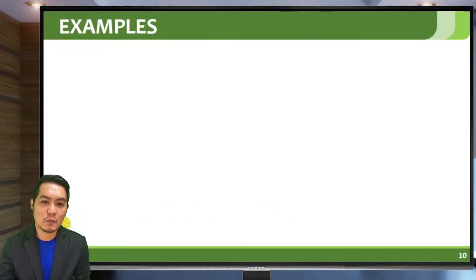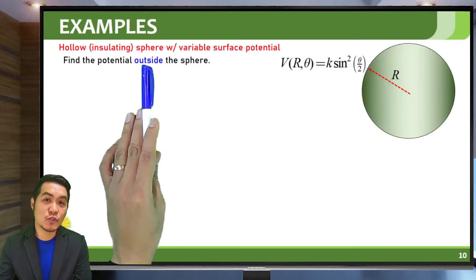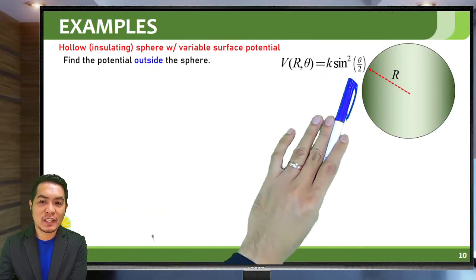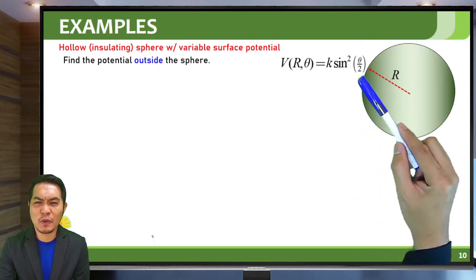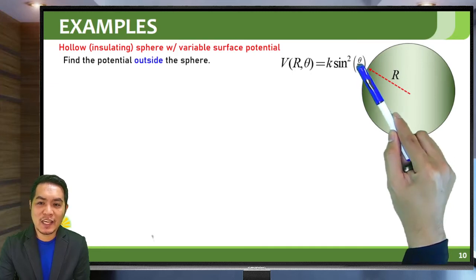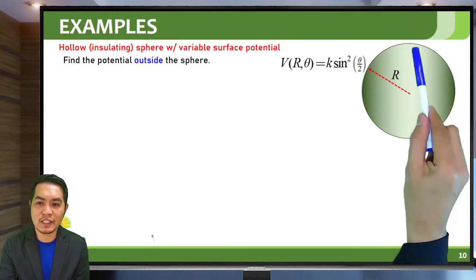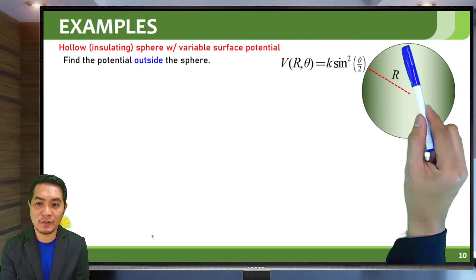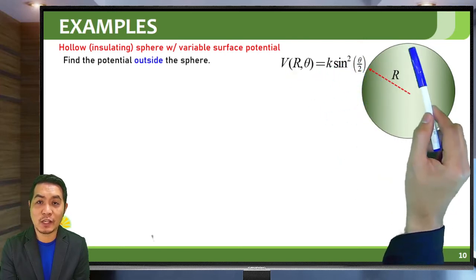Now, how about we have the same problem, but now we are trying to find the potential outside the sphere, with the same potential at the surface. By the way, how do you explain this potential at the surface? Where is the maximum potential? When theta is equal to 0, that is the North Pole, at this region here. When theta is equal to 0, you will notice that this is 0. So there's no potential here.